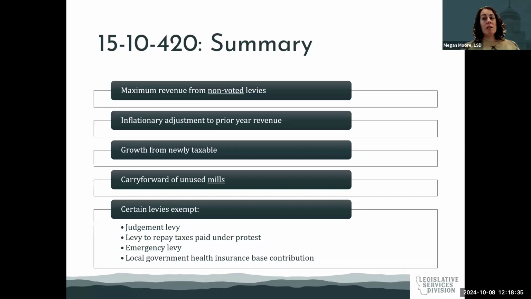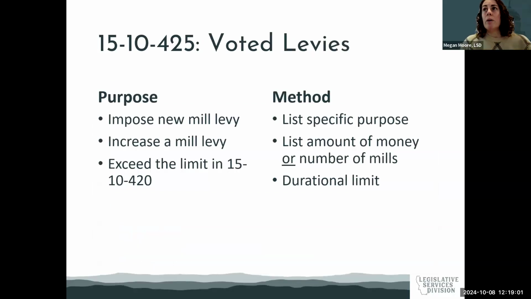A judgment levy that results from a lawsuit, for example, that a jurisdiction has to pay, a levy to repay taxes under protest, an emergency levy, and then this last one is for local government health insurance contributions. There's a statutory formula for that levy, and it is not included in the 1510-420 calculation. Now we're going to shift gears and talk about voted levies.